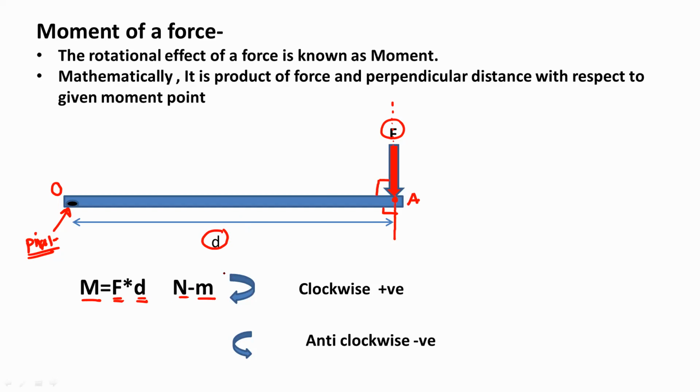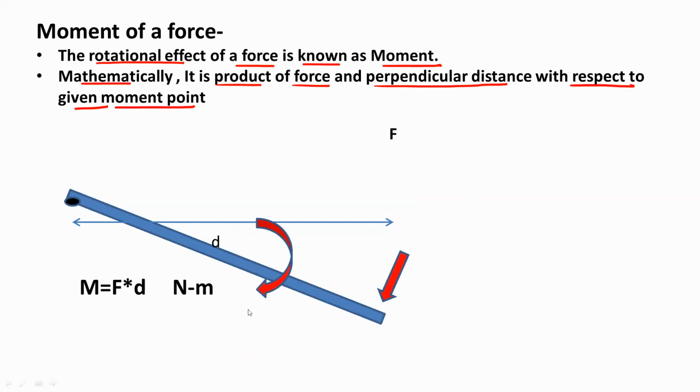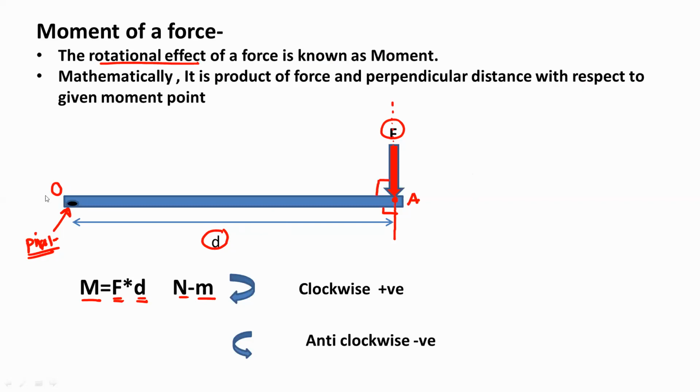This moment will cause the rotational effect. If you apply the force, there is a tendency in the given object to rotate about the pivoted point. You can observe here, it will try to rotate the object in this direction. Right now it is a clockwise direction. When we use the moment in the calculation, that is a force analysis, we have to consider the moment as positive or negative depending on the sense of rotation.